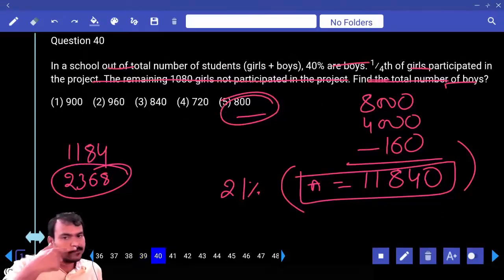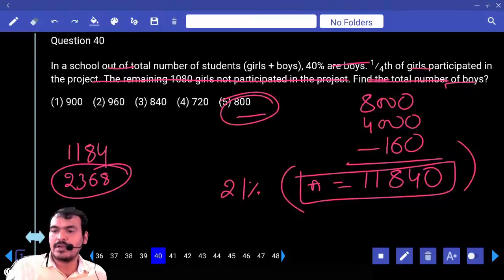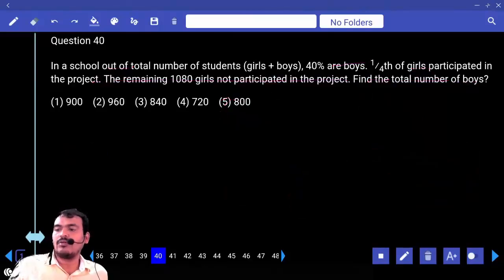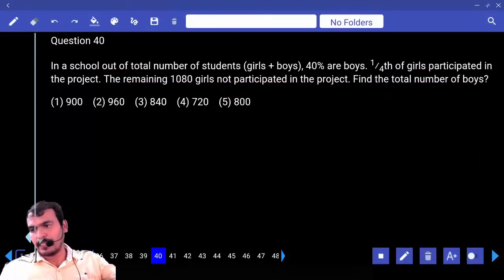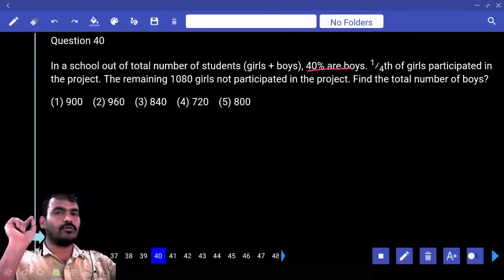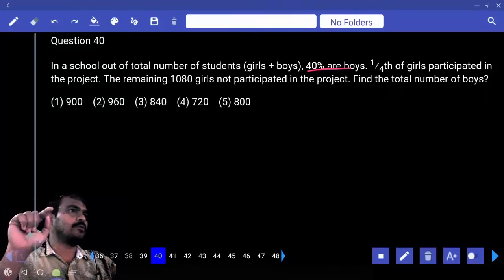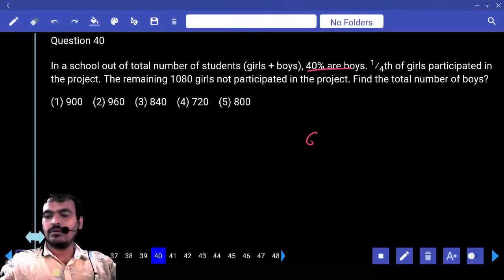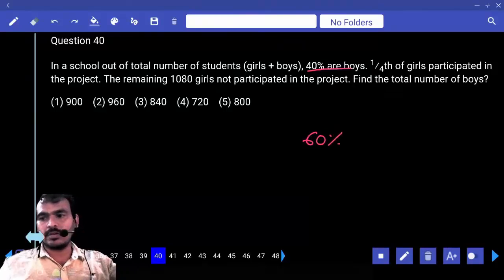Next, 40. In a school, out of the total number of students, girls plus boys, 40% are which one? Boys. 1/4 of the girls participated in the project. The remaining 1080 girls did not participate in the project. Find the total number of boys. Okay. 40% are which one? Boys. Suppose we take the total as 100%. In that, 40% are boys, which means girls are how much?